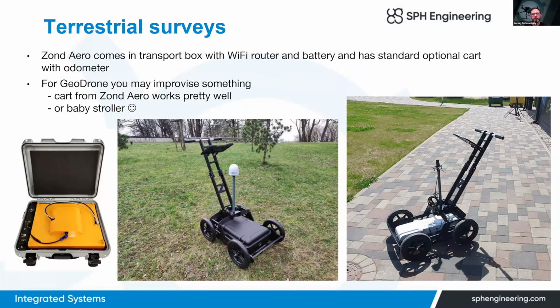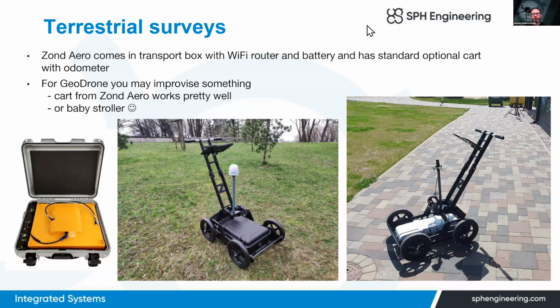For the data recording, you can use any Windows tablet computer or Windows laptop with Prism 2 software, which also comes in the kit. As an additional option, Radar Systems manufactures a foldable cart. The same box can be placed here, and the system can be used in a very, very traditional way, with an odometer or with a GNSS receiver.